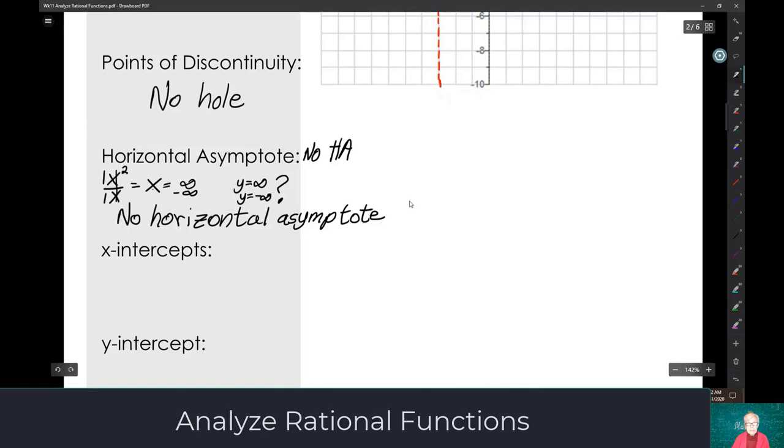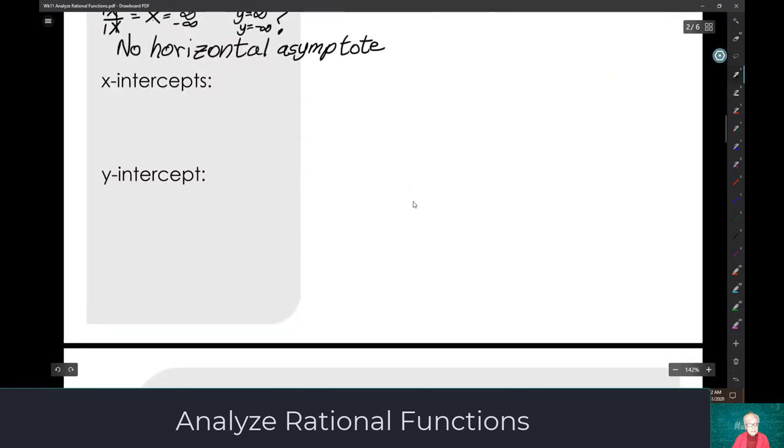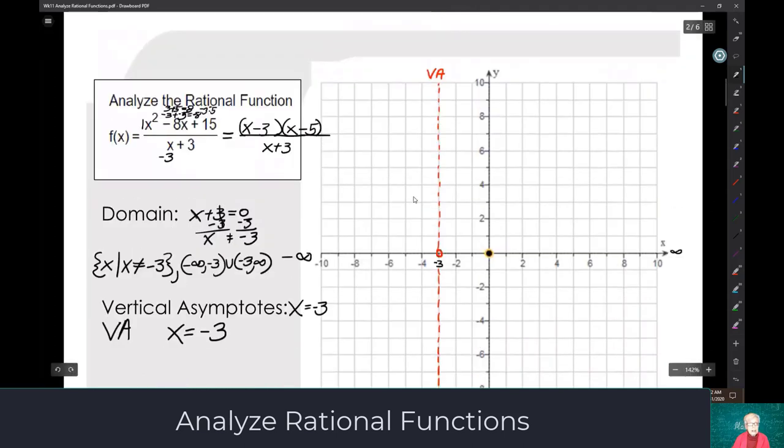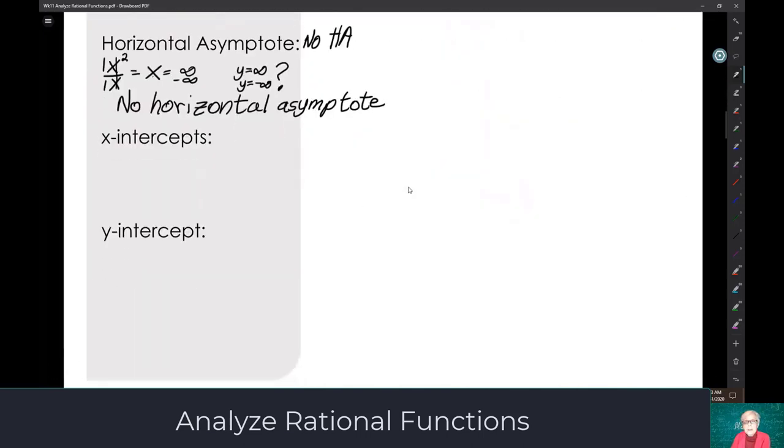X intercepts. There's a rule first. I'm not into rules. Why memorize rules? But here's the rule. You compare your leading terms. If the highest degree term on the top, in the numerator, is higher than the highest degree term on the bottom, the denominator, then you will not have a horizontal asymptote. You can memorize it, or you can see why.